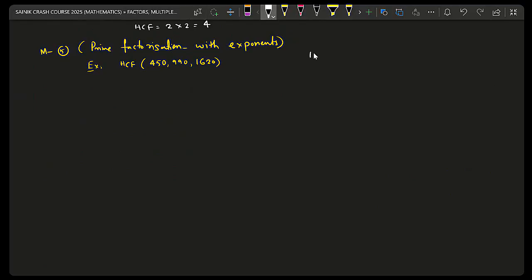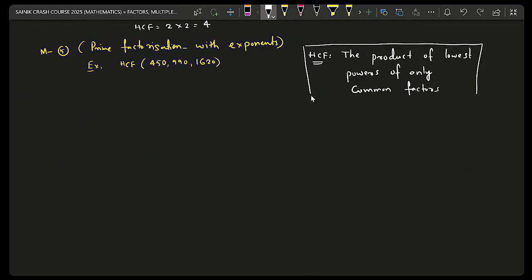Let me write here. HCF statement is, it is the product of lowest powers of only common factors. It is a product of lowest powers of only common factors. So this is a very important statement and you have to remember. So let's try to prime factorize each and every number, then apply this method.